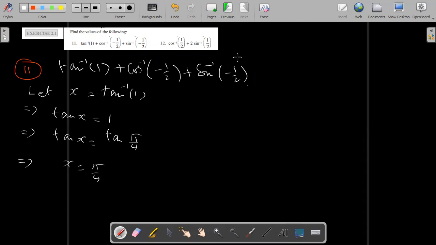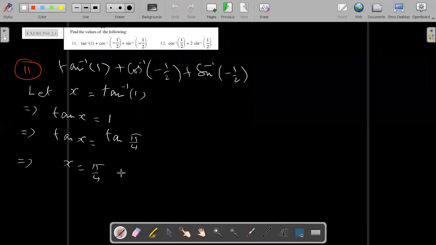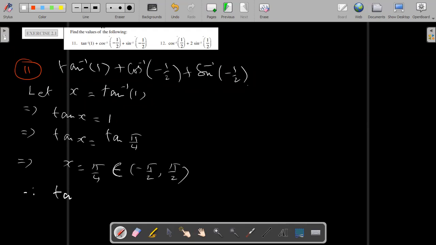This implies that x is equal to pi by 4. Now check, since tan inverse is lying between minus pi by 2 to pi by 2, not included. 45 degrees is between minus 90 and plus 90. Therefore, we can say that the value of tan inverse 1 is pi by 4.